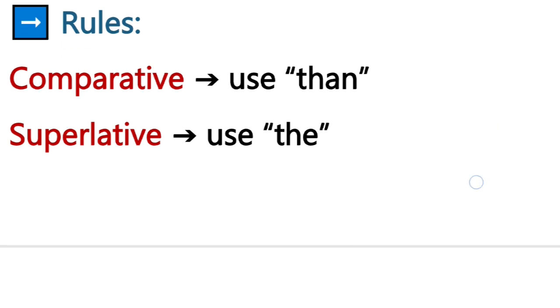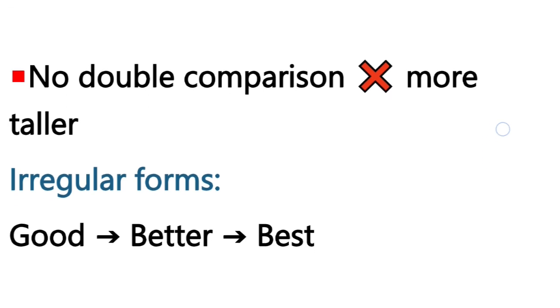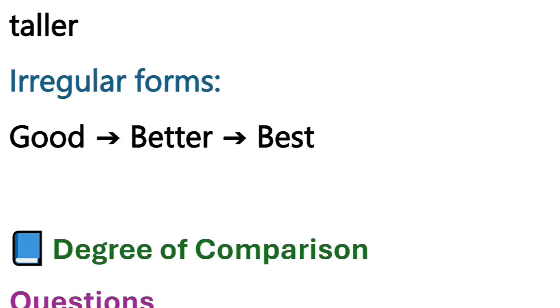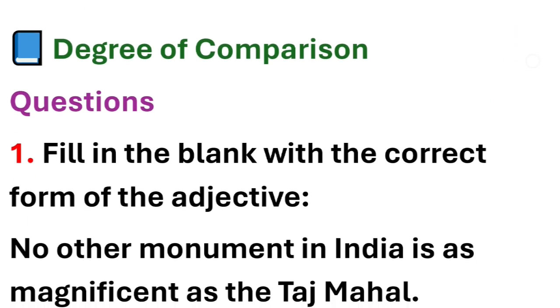Rules: in comparative we have to use than, and in superlative we have to use the. For example, the best. Double comparison, no, we don't have to use double comparison. For example, more taller, that will be incorrect. We only have to use taller instead. We have irregular forms of adjectives as well, which means some adjectives take different words altogether in comparative and superlative form. For example, good, better, and best.